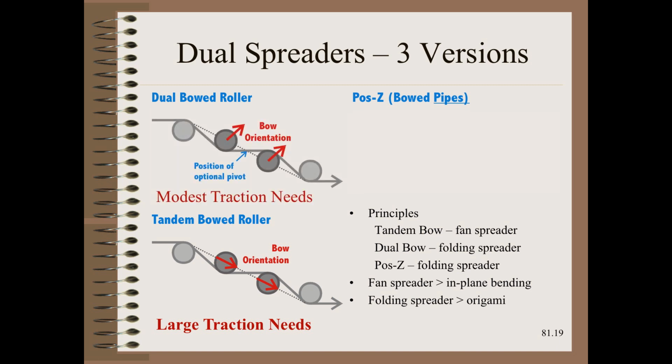The more common is the dual bowed roller, where the bows are oriented in a very special and non-intuitive perpendicular direction. This folding spreader has only very modest traction needs and yet does some very powerful spreading. Finally, the least common is bowed pipes, as illustrated by the trademarked Posi spreader. This spreader operates yet again in a totally different mode and with totally different mechanics. However, it is easy to see, since these are bent pipes, that the spreader is in sliding.